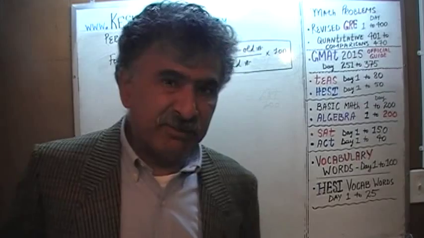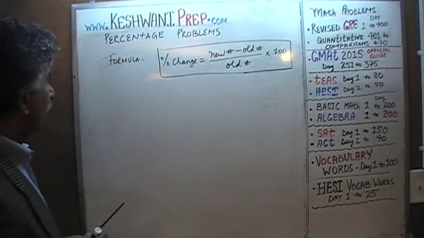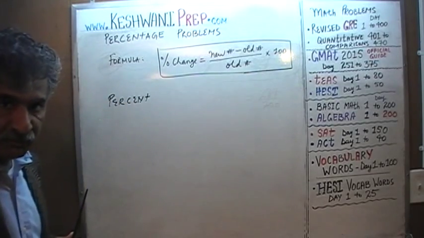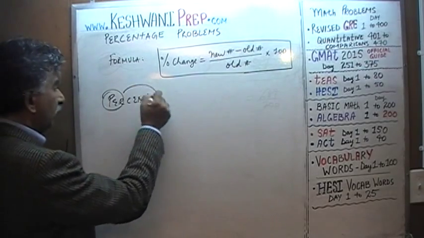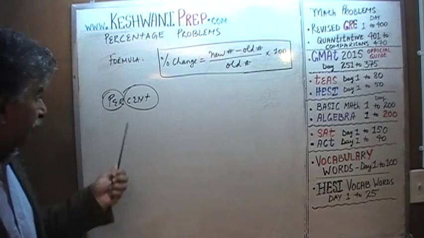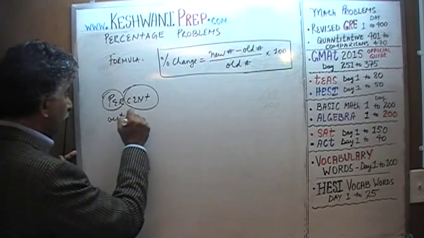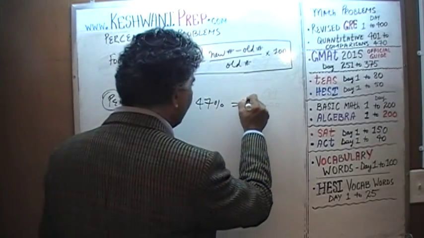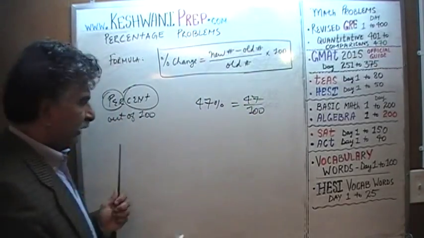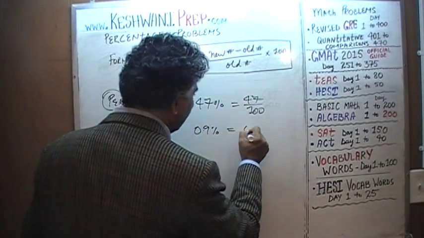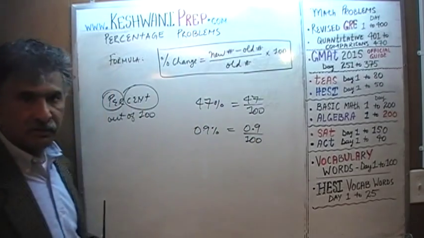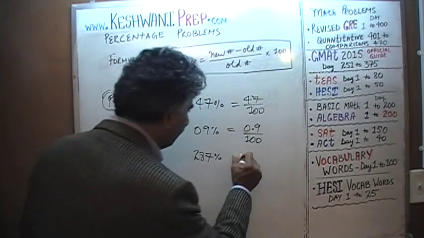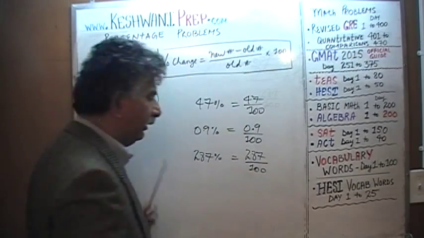Let's get going. Let's start with a very basic concept first. What does the word percent mean? The word percent means exactly what it says. It means per 100. Cent, that's where the word century comes from. Per 100. Out of 100. So if one talks about 47%, 47% expressed as a fraction simply means 47 out of 100. If we talk about 0.9%, that's simply 0.9 out of 100. If the problem talks about 287%, 287% expressed as a fraction simply means 287 out of 100, and so on and so forth.